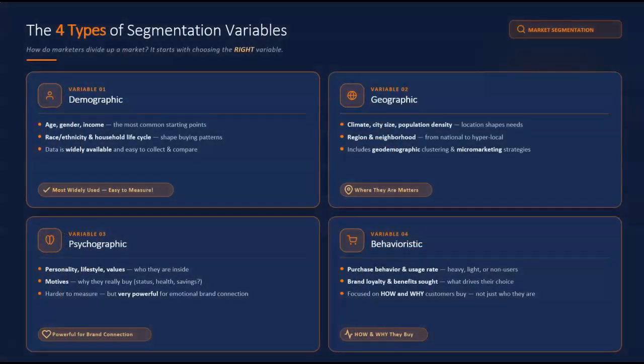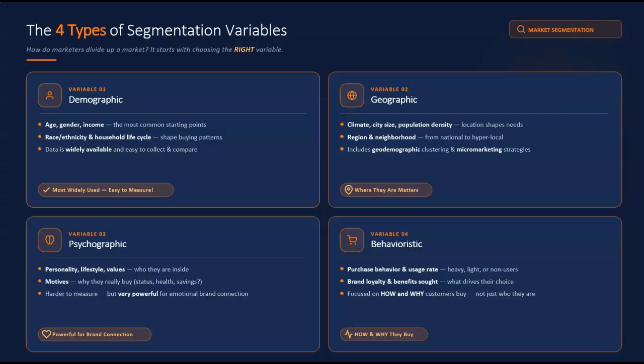The four types of segmentation variables. How do marketers divide up a market? It starts with choosing the right variable. Variable number one is demographic. This includes your age, gender, income, race, ethnicity, and household life cycle, and it's the most common starting point. The data is widely available and easy to collect and compare. This one is the most likely to be used. This is how most marketers will be creating their campaigns.